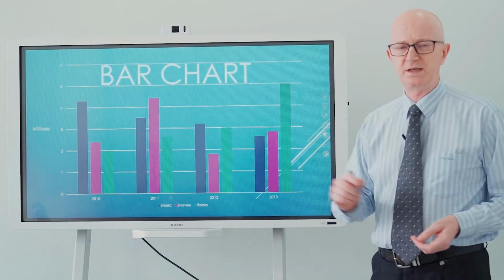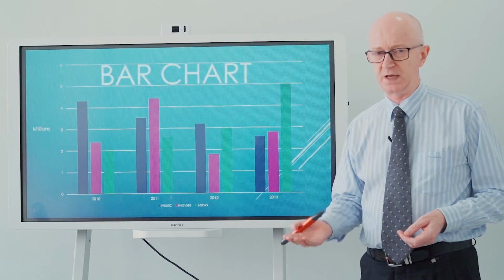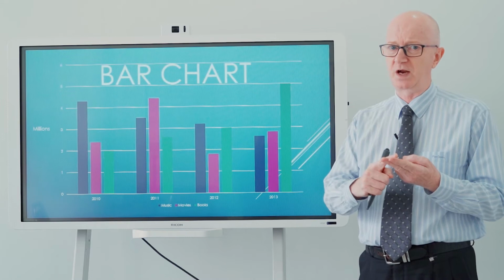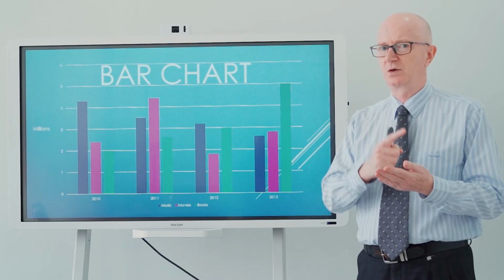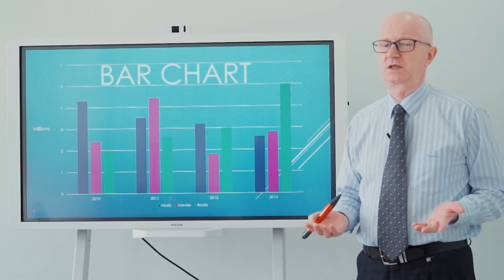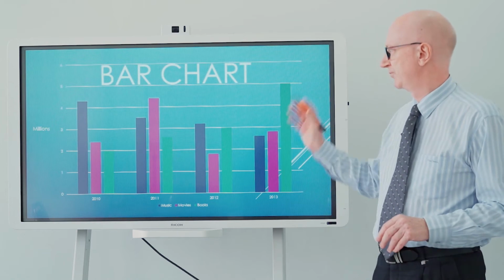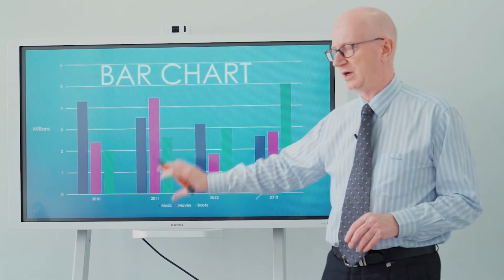For Writing Task 1, you could get one of 6 possible tasks. A bar chart is one of them. It could be a line graph, a diagram, a pie chart, a map or a table. So it could be one of those 6 tasks. A popular Writing Task 1 is a bar chart.